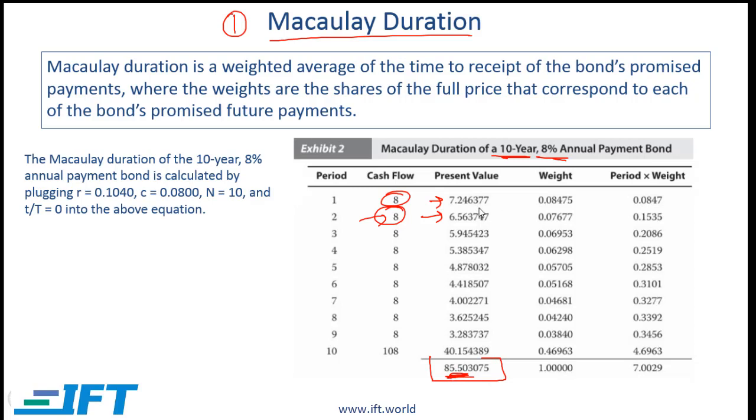The weight of each cash flow is that cash flow's present value, in this case 7.24, divided by the total present value, which is also the price of the bond, and the weight therefore for the first one is 0.08475. You multiply the two and you get this number. Then you add all these numbers and you get 7. The Macaulay duration then for this particular bond is 7. And notice that this Exhibit 2 from the curriculum nicely illustrates the definition of Macaulay duration.